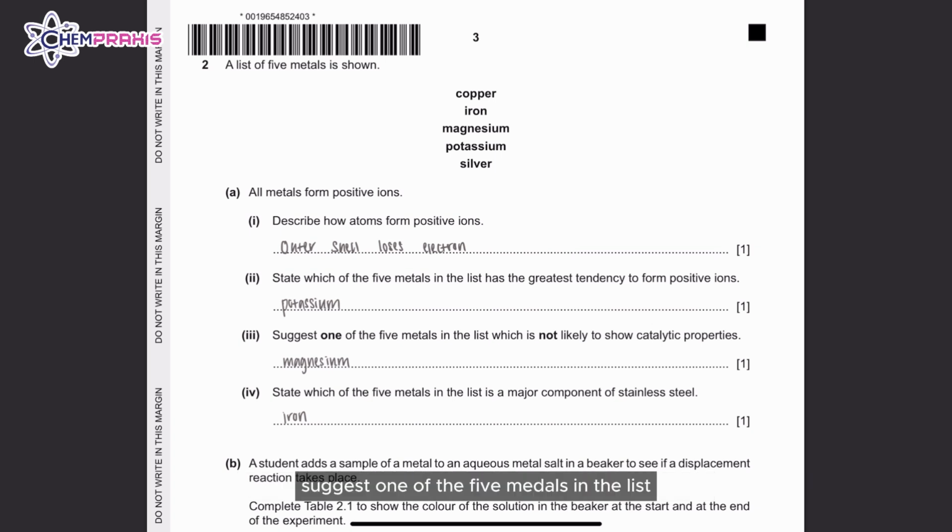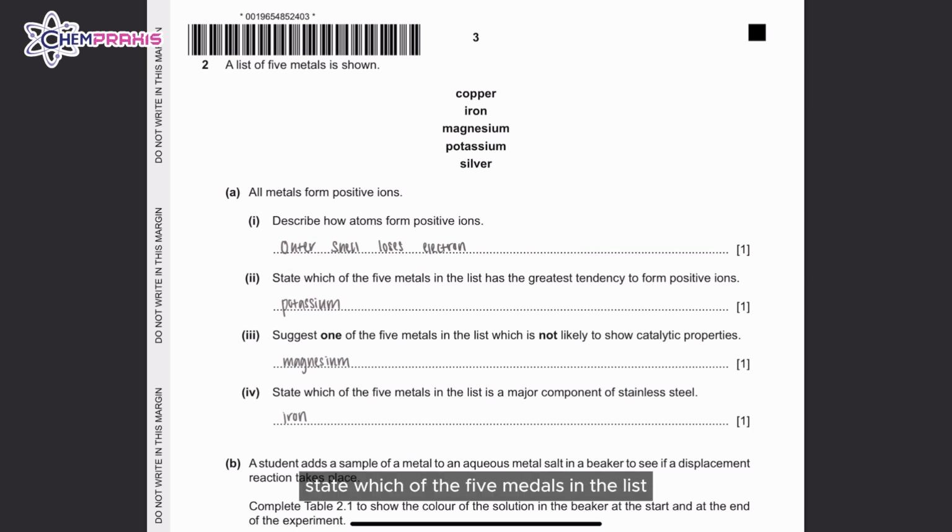Suggest one of the 5 metals in the list which is not likely to show catalytic properties. There are 2 answers to this question: magnesium and potassium. However, according to the question, suggest only one of the 5 metals, hence you can pick either magnesium or potassium. In my case, I've picked magnesium.